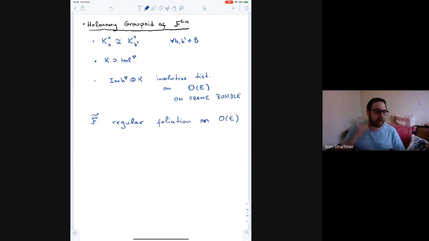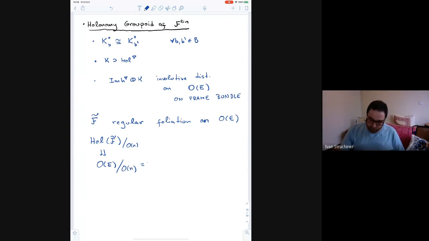And now for this foliation, you have a holonomy groupoid because it's a regular foliation. So you can take the holonomy groupoid of F tilde. This is a groupoid over the orthogonal frame bundle of V. And ON acts on this groupoid by automorphisms of the groupoid structure. So you can take the quotient.